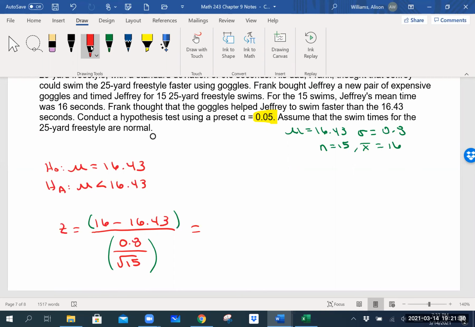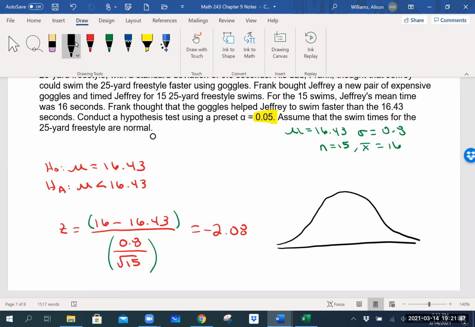Let's see. I had plugged it in and got 2.08. So that is my z-score. Oh, sorry, negative 2.08. My bad. Negative 2.08. Okay, now that makes sense when I think about the visualization of this null hypothesis.